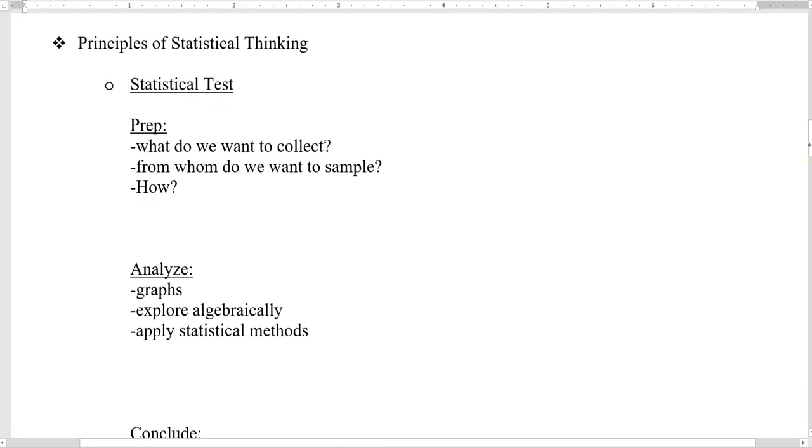Some principles of statistical thinking, okay? So when we run a statistical test, and we are actually not doing this for a long time, this chapter just introduces, it basically gives you kind of a peek of the next 13 chapters, okay? We're going to learn how to prep. What do we want to collect? What is the information we want to collect? From whom do we want to sample? The key here is what, right? Right, we want the sample to represent the population.